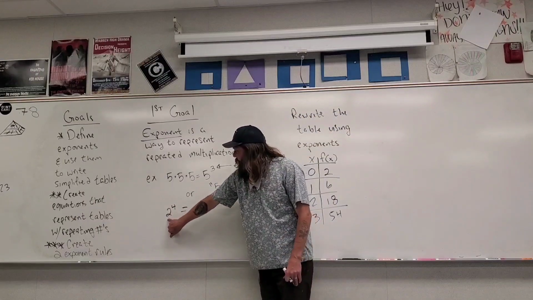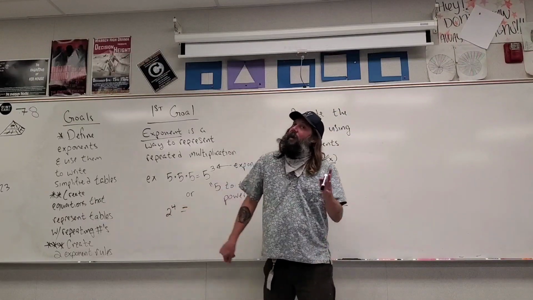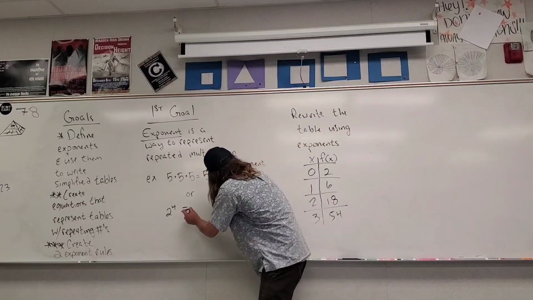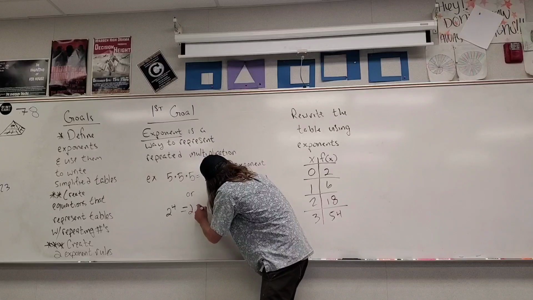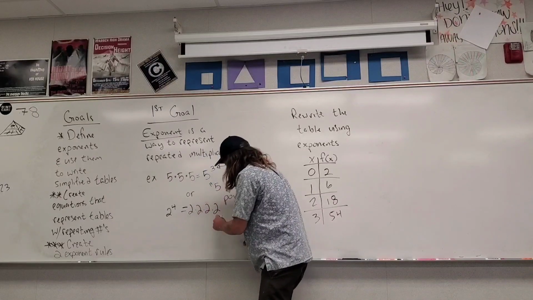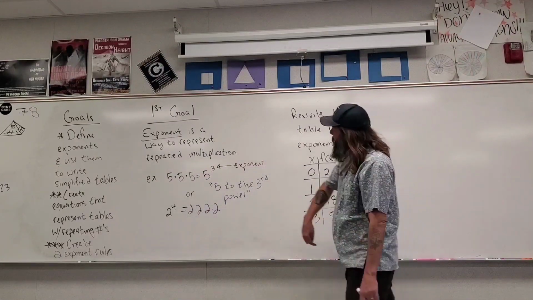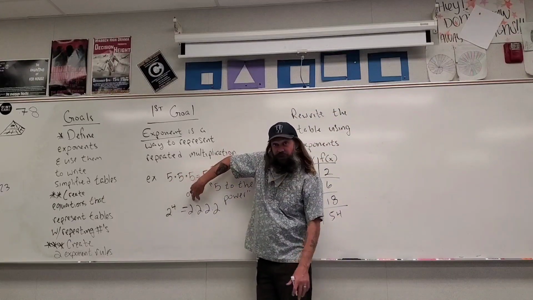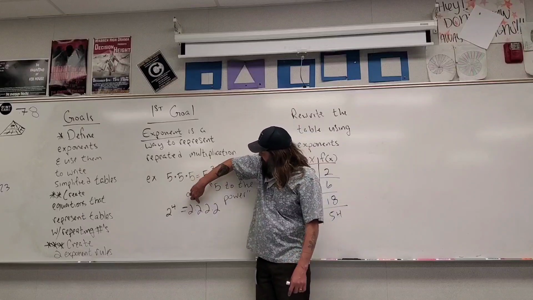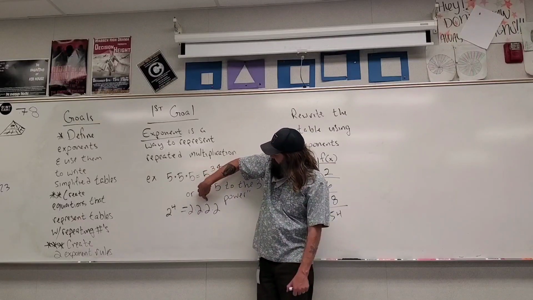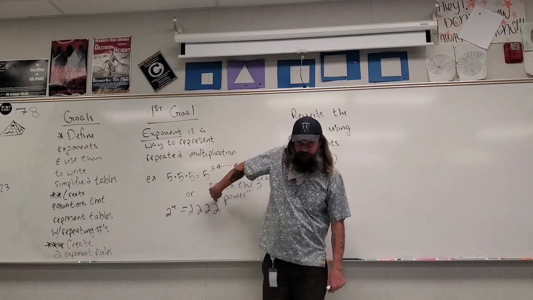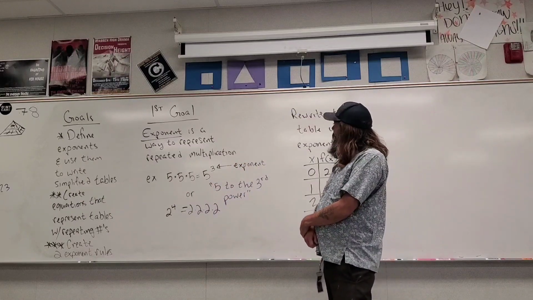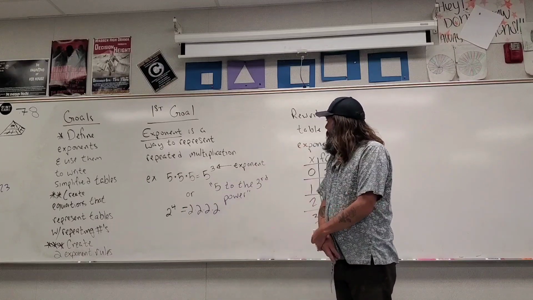This is 2 to the 4th power, and that means that I'm multiplying 2 by itself 4 times. So this will actually be 2 times 2 times 2 times 2. All right, so we don't multiply 2 times 4 and get 8. We multiply 2 by itself 4 times. 2 times 2 is 4, times another 2 is 8, times another 2 is 16. So please be aware of that. All right, so that's what is meant by an exponent.